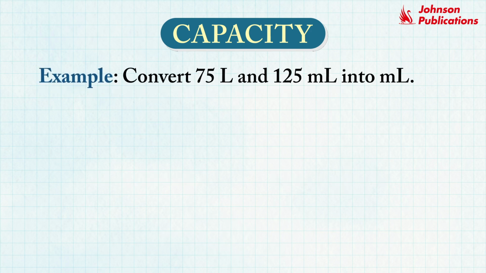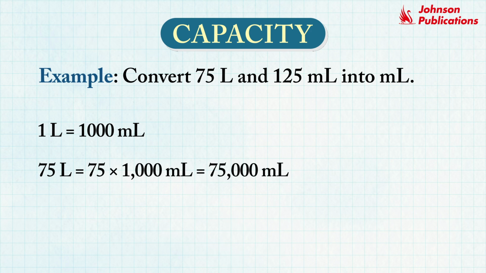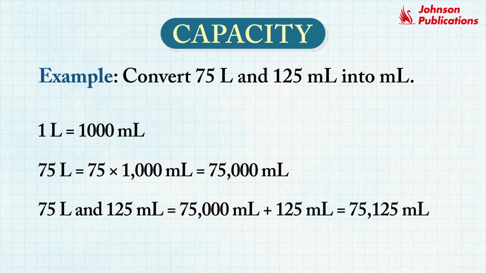Example, convert 75 liters and 125 milliliters into milliliters. We know that 1 liter is equal to 1000 milliliters. 75 liters is equal to 75 into 1000 milliliters equals to 75,000 milliliters. Thus, 75 liters and 125 milliliters is equal to 75,125 milliliters.